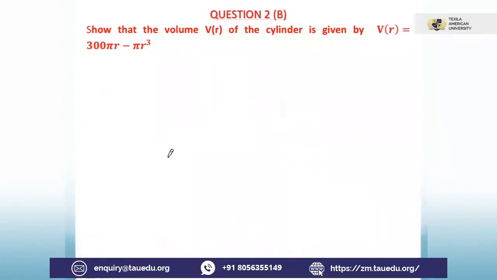Now, this question is based on the previous one. It says, show that the volume of the cylinder is given as V of r is equal to 300 pi r minus pi r cubed. So let's see what exactly our volume is, because the word used here is volume. In the previous question, the word used was surface area. So first, volume of a cylinder.